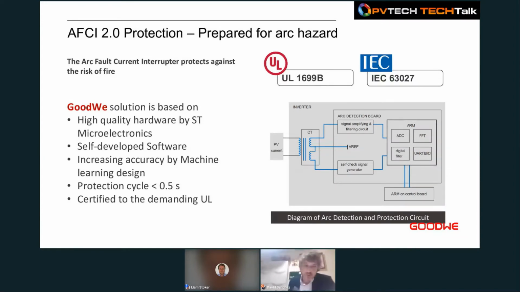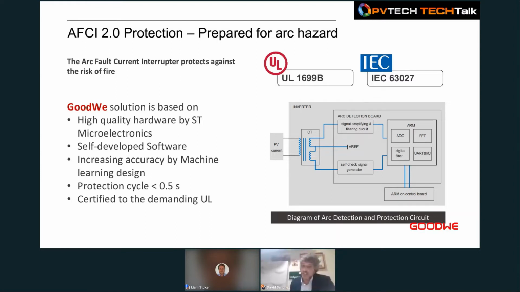AFCI, so Arc Fault Circuit Interrupter. This is also an amazing feature. It is a protection feature. This comes from the UL, from the US, and GOODWE is bringing this feature also to our utility scale inverters. As far as I know, we are the only inverter manufacturer bringing this amazing feature to utility inverters. I say amazing because it's really good at preventing big issues on site. As we know, a DC arc can be really dangerous, with fires, issues with people or with equipment.